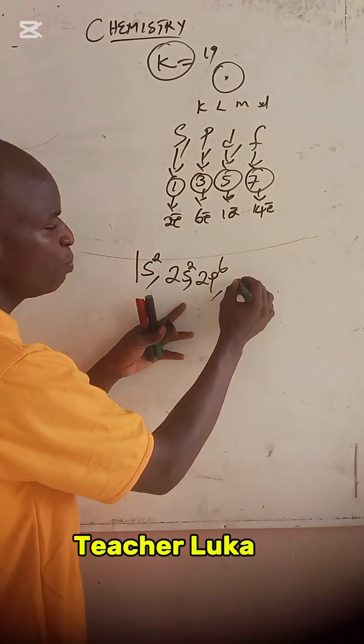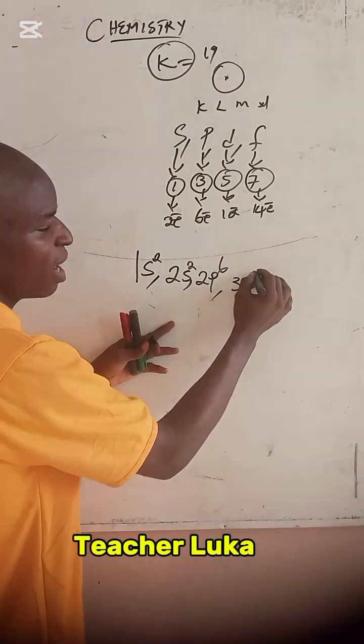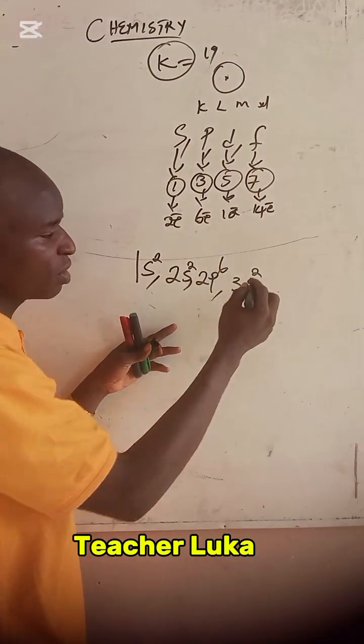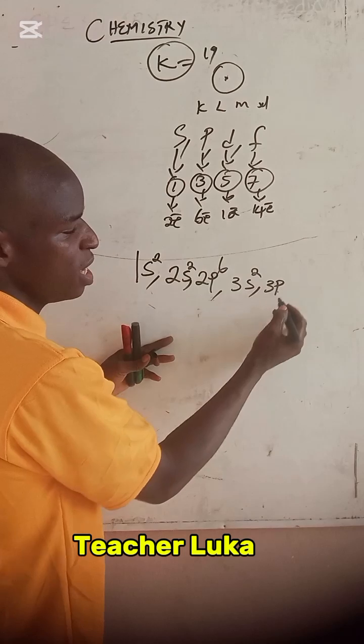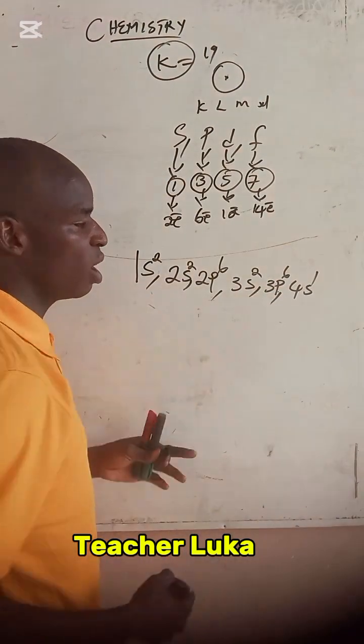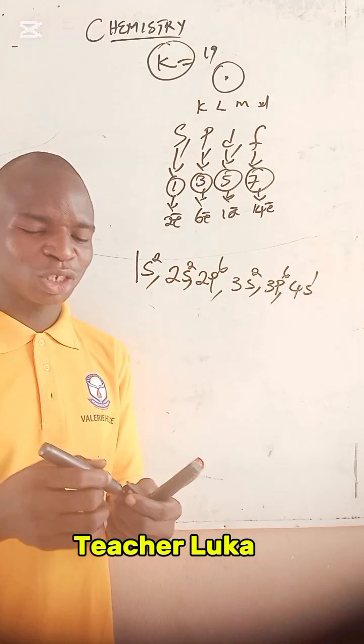After 2p is 3s, and s can carry 2. Now when you deduct 2 from 9, you have 7. So we now have 3p, and p will carry 6. And of course, 1 is left, so we have 4s1. And this is the electronic configuration of potassium.